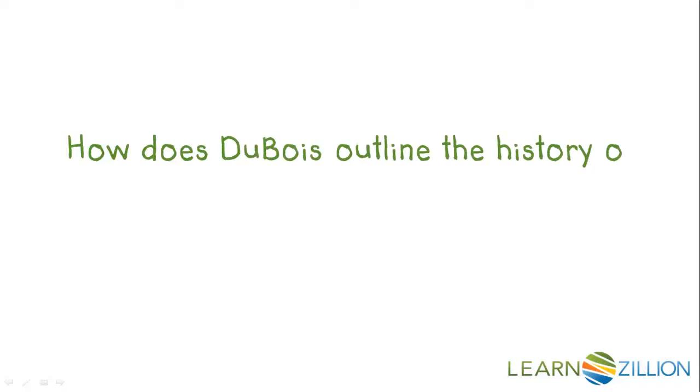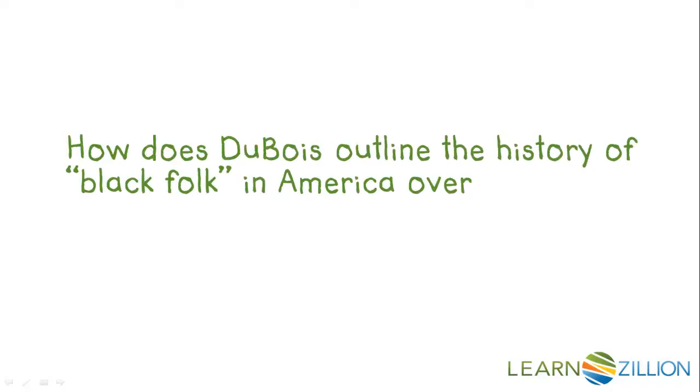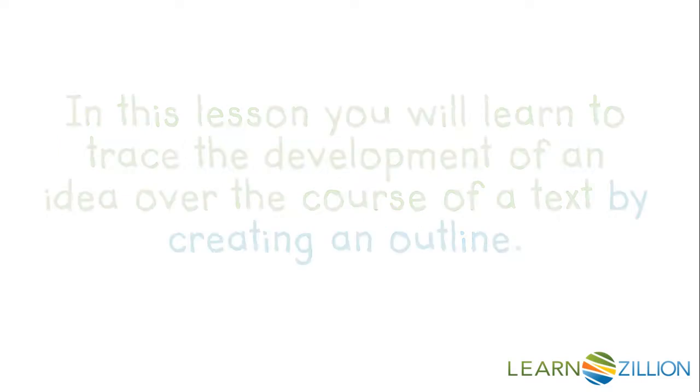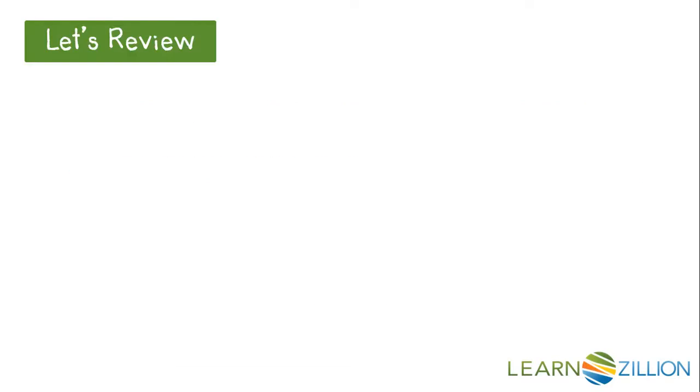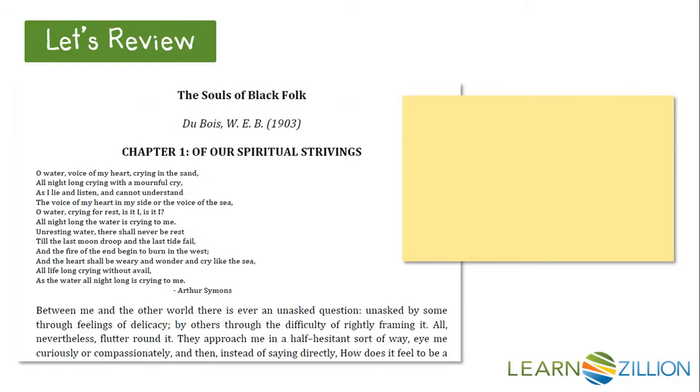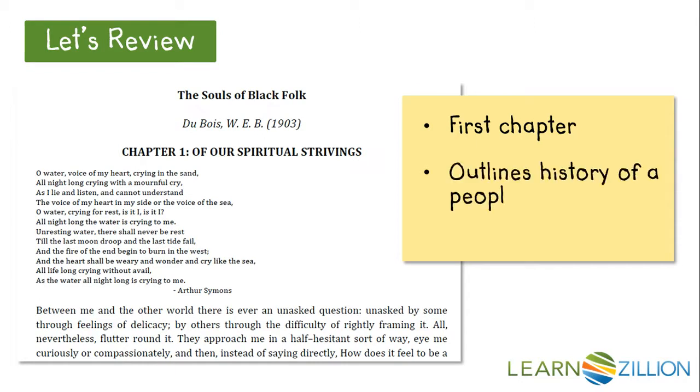How does Du Bois outline the history of black folk in America over the course of his text? In this lesson, you will learn to trace the development of an idea over the course of a text by creating an outline. So let's review. Here is our text, and we know that this is the first chapter of W.E.B. Du Bois' book, and that it outlines the history of a people and sets up an argument.